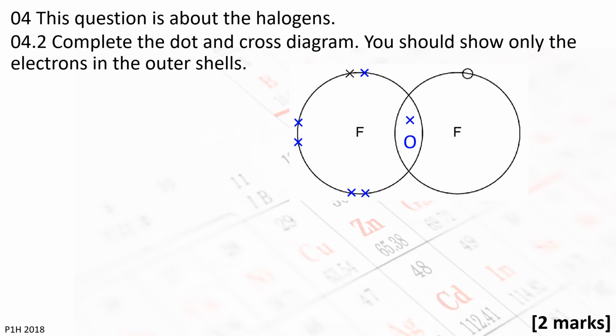If we look at the fluorine atom on the left, it has 7 crosses and 1 dot in its outer shell. This is a total of 8 electrons, a full outer shell. Now let's complete the dots. Now, the fluorine atom on the right also has a full outer shell. There are 7 dots and 7 crosses in total. The diagram is complete and we have addressed the question.